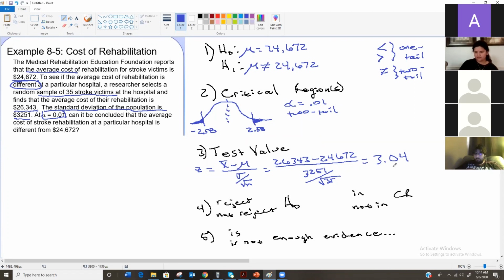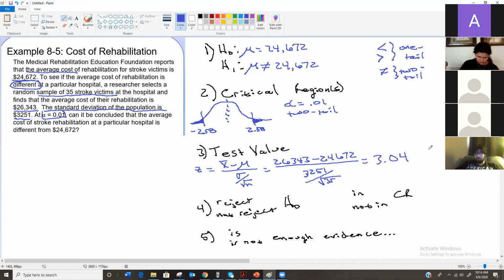Now, what that 3.04 means is that we are 3 standard deviations above average for the likelihood of that sample being that far off from what the population mean was. In other words, what just happened is very unlikely. Remember, 3 standard deviations is really high. We're saying that 99.7% of the samples we get should be within 3 standard deviations, and we're above 3 standard deviations.